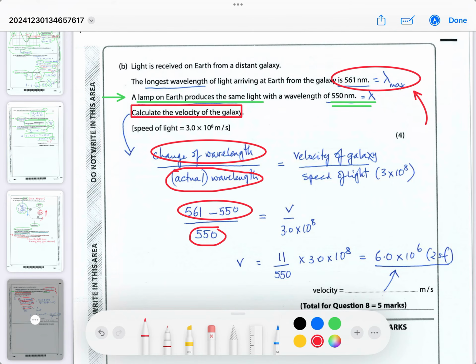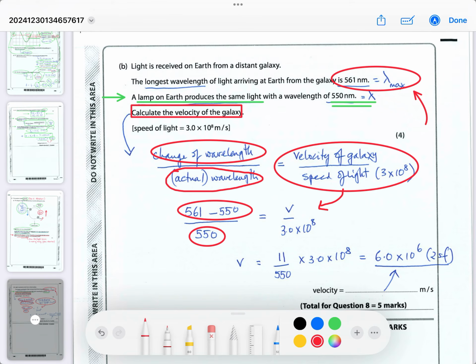It should be 550. So 11 out of 550 parts will be the ratio of the velocity of the galaxy compared to the speed of light, which is given to us in the question as 3 times 10 to the 8 meters per second. So the only unknown in this part of the equation is the velocity of the galaxy.